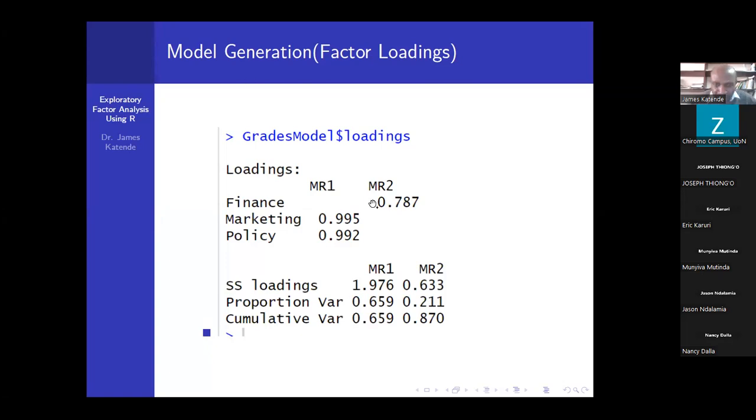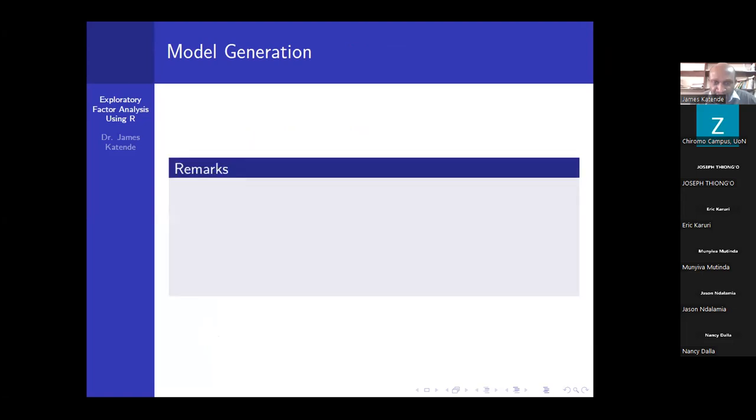This is not a final conclusion. You'd want to do some confirmatory factor analysis later. Exploratory factor analysis does a first part to unravel the relationships, then you can do the confirmatory factor analysis. We shall not look at confirmatory factor analysis today. We'll just focus on the exploratory factor analysis.